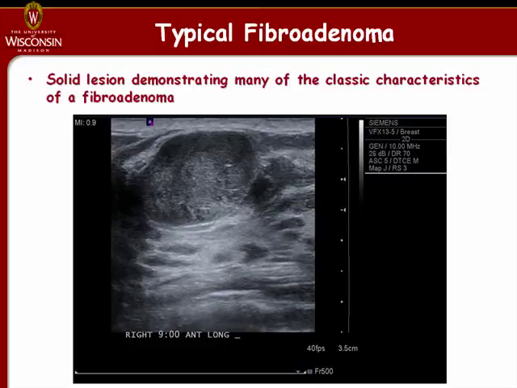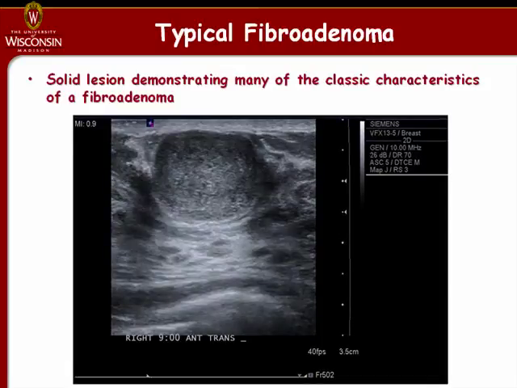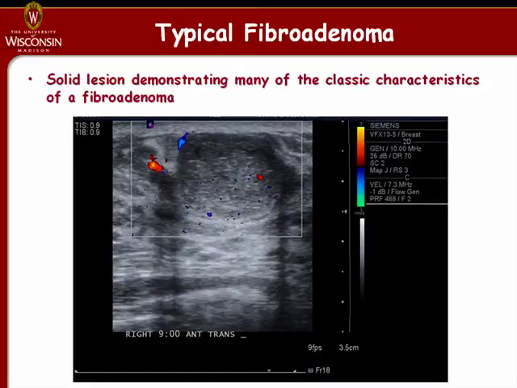Well, here's an example of a fibroadenoma that shows many of the classic signs of a fibroadenoma, viewed here in the longitudinal axis, here in the transverse axis. With color flow, we see that there is flow inside the lesion, so we're confident now that it's a solid lesion. Again, many criteria would suggest that this is a fibroadenoma.